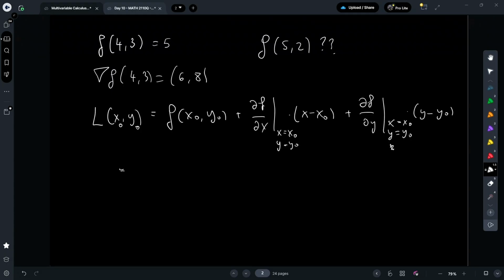Do we have all that information here? I want to approximate at 5, 2, which is close enough to 4, 3. It's just 1 unit away in x, 1 unit away in y. So I'm going to approximate at 5, 2. This is the x and the y, not x naught, y naught. The approximation is at 4, 3, so f of 4, 3 is 5. I'm going to start filling in values.